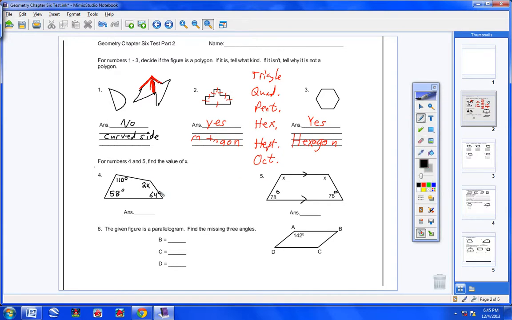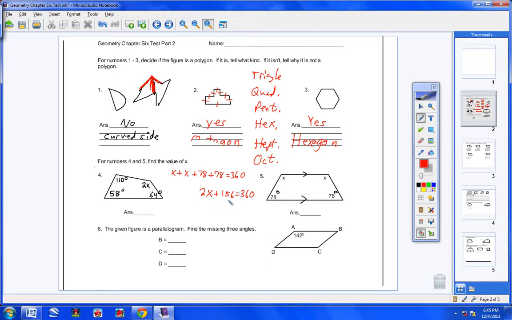5. Let's add up all 4 angles, and we'll set them equal to 360. So here we go. We have x plus x plus 78 plus 78 equals 360, right? So here we go. X plus x, they're like terms, 2x. 78 plus 78, 156. And there, I simplified my left side. I combined my x's and I combined my constant terms.